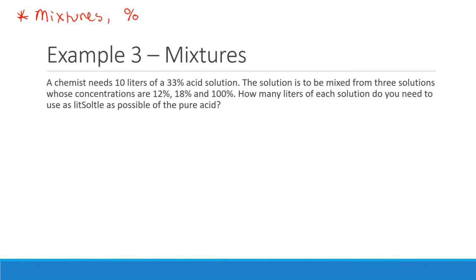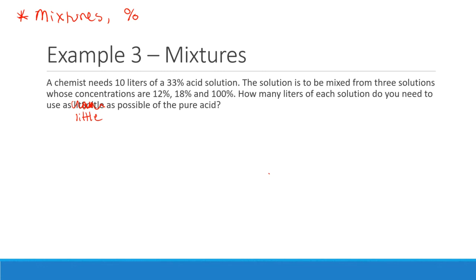So a chemist needs 10 liters of a 33% acid solution. The solution is to be mixed from 3 solutions whose concentrations are 12%, 18%, and 100%. 100% is basically pure acid. How many liters of each solution do you need to use, using as little as possible of the pure acid? So you want as little as possible of the 100%. That's 100% acid.